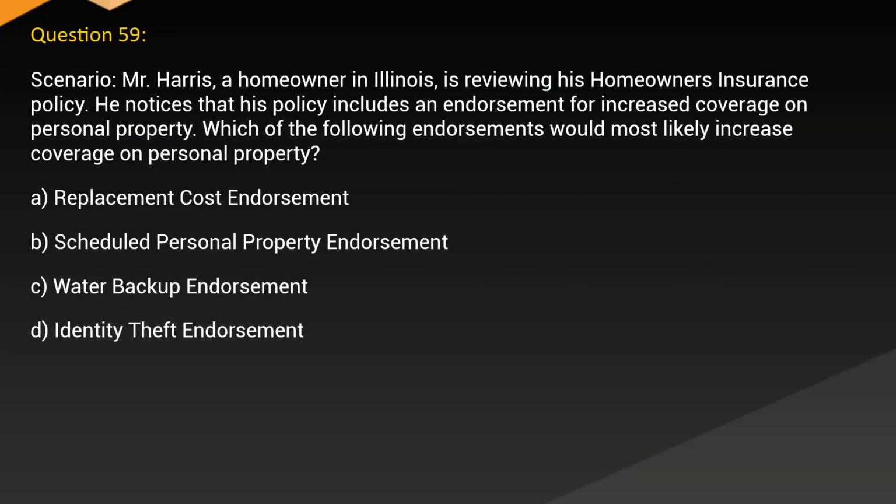Question 59. Scenario: Mr. Harris, a homeowner in Illinois, is reviewing his homeowner's insurance policy. He notices that his policy includes an endorsement for increased coverage on personal property. Which of the following endorsements would most likely increase coverage on personal property? A. Replacement cost endorsement. B. Scheduled personal property endorsement. C. Water backup endorsement. D. Identity theft endorsement.